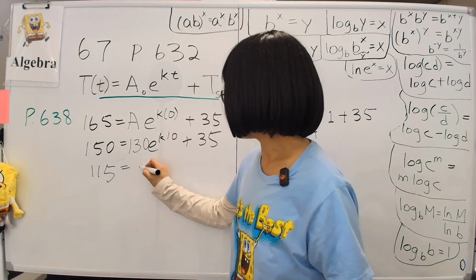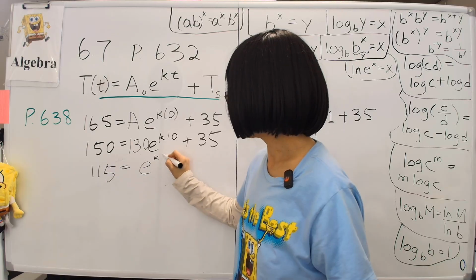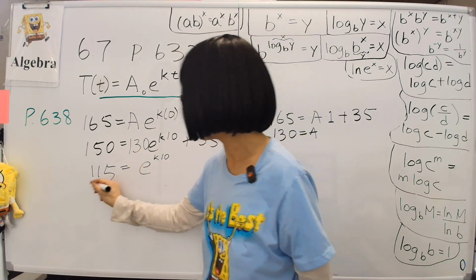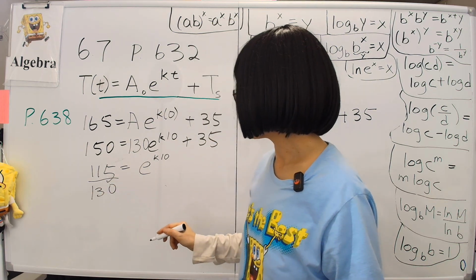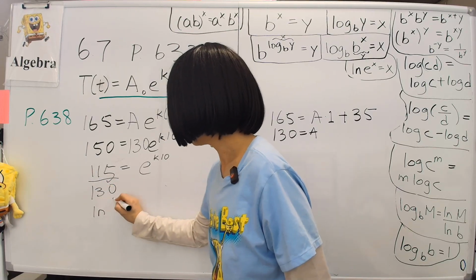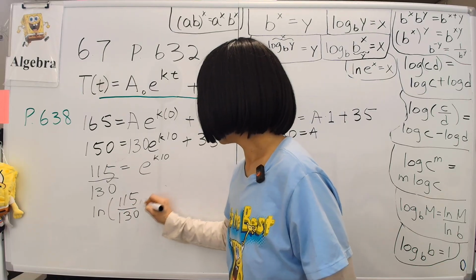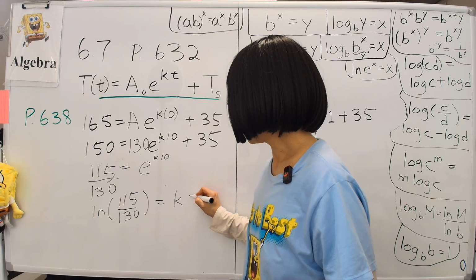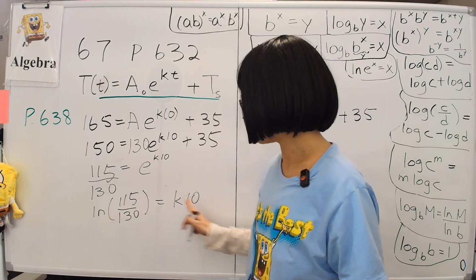And then the e is over here, right? And e to the k times 10 is on top. The 130 will push down here, divided by 130. Then the next thing we're going to do is take the natural log. So ln of 115 divided by 130 is equal to k times 10. So then 10 is equal to this number divided by 10.